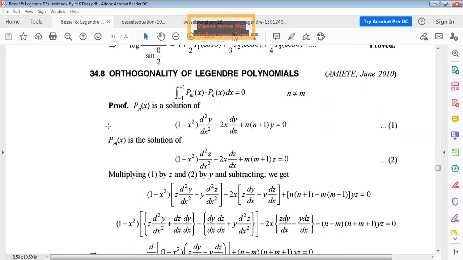This is very important: orthogonality of Legendre polynomials. That means the integral from minus 1 to plus 1 of Pm(x) Pn(x) dx equals 0, where n and m are not equal. Pn(x) is a solution of the Legendre differential equation, and Pm is also a solution of the Legendre differential equation, with n here and m here.